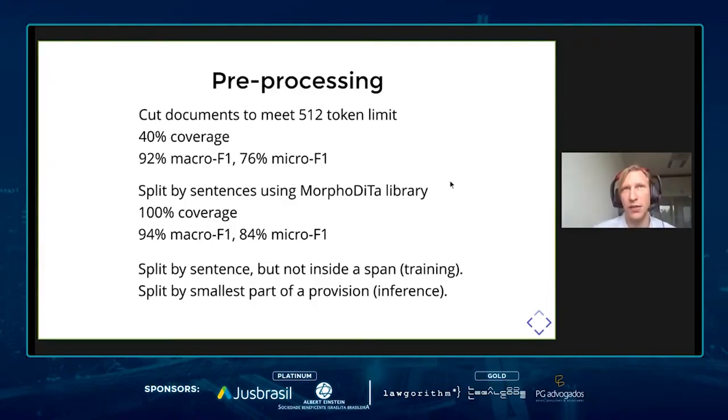If the sentence was split inside one span, the span was not divided, but this procedure could be only applied to the training data. So during inference, we split by the smallest part of a provision. The provisions are structured so that you can identify the lowest level of a provision. So during inference, we apply the model to this smallest part of a provision.